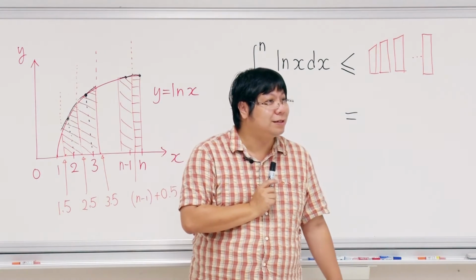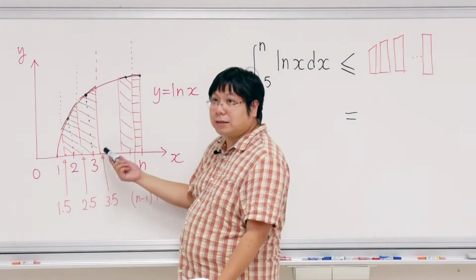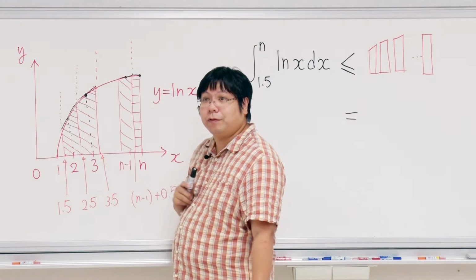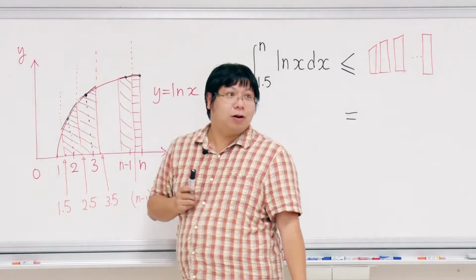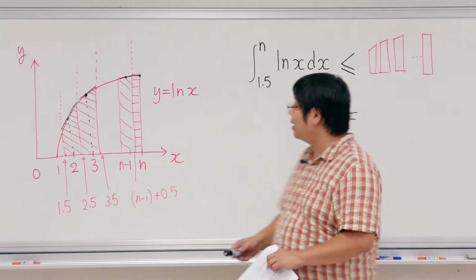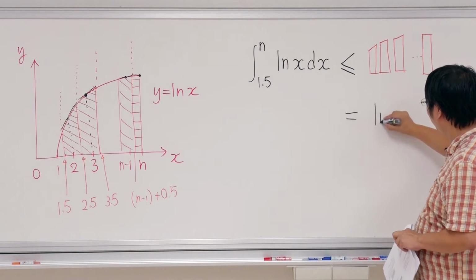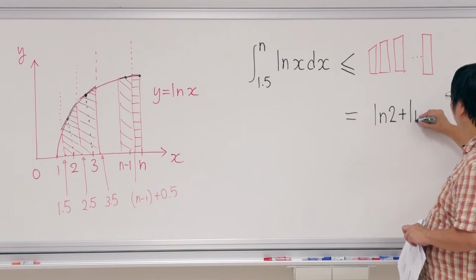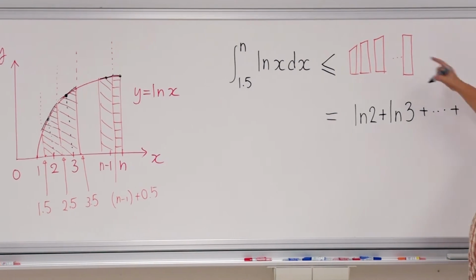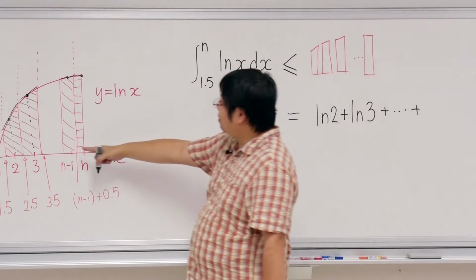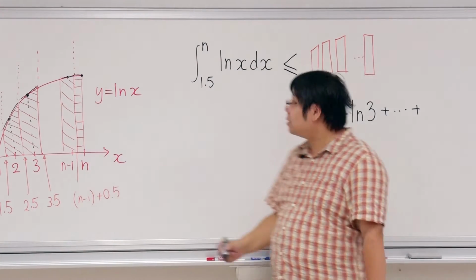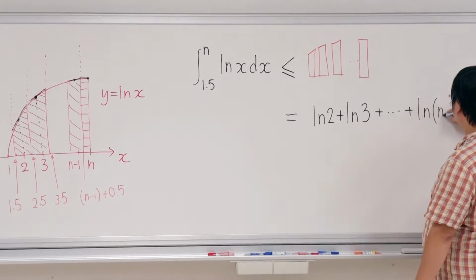Does that make sense? Okay? So in that sense, the area of this one must be equal to the length of this one multiplied by the width of this one. So this is exactly log of 2. Is that okay? So the first one, log of 2. And then the next one, log of 3. And then up to the last trapezium, this value is log of n minus 1.